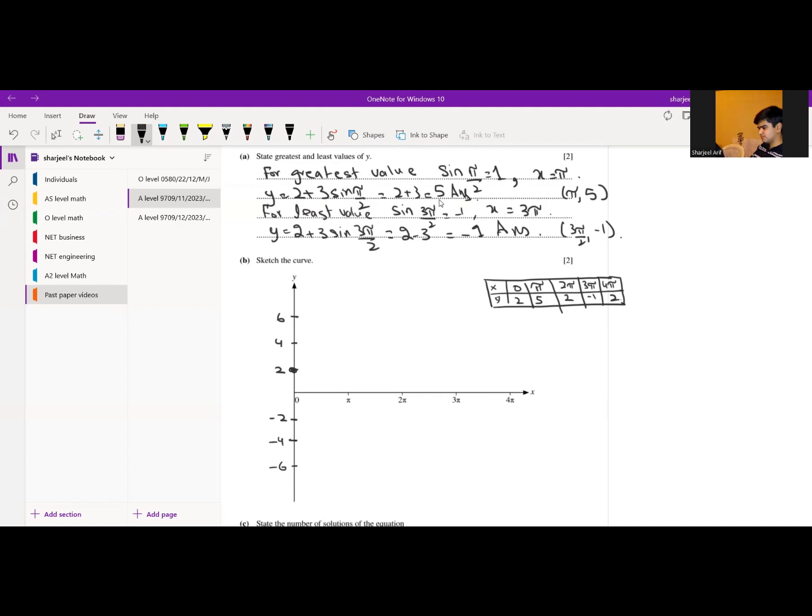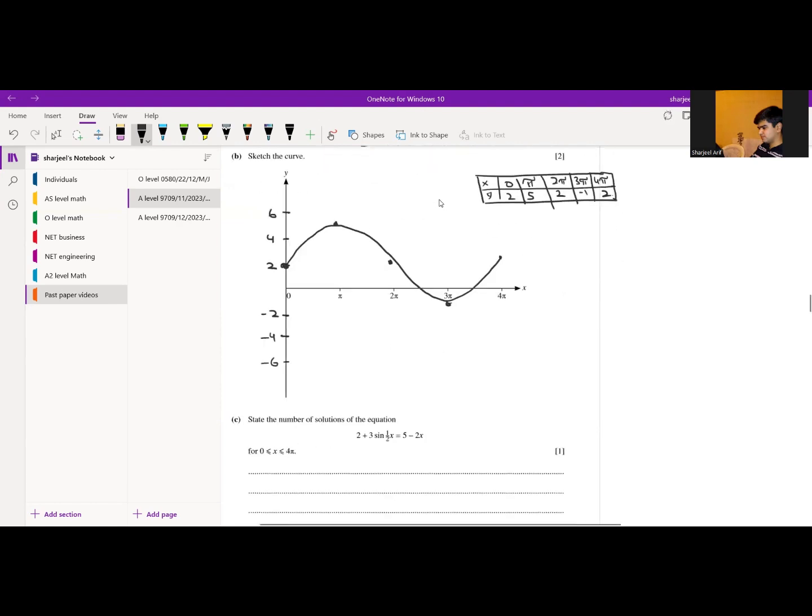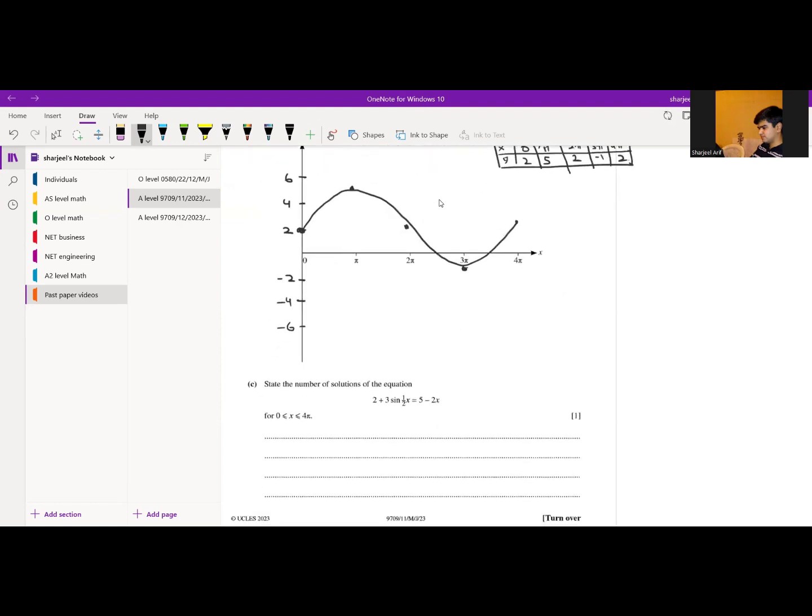So when x is 0, y is 2, place a dot here. When x is pi, y is 5, place a dot here. When x is 2 pi, y is 2, just place a dot here. When x is 3 pi, y is minus 1. When x is 4 pi, y is again 2. So this will be the graph of the given equation.